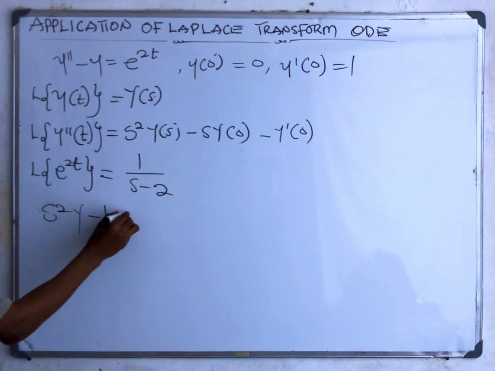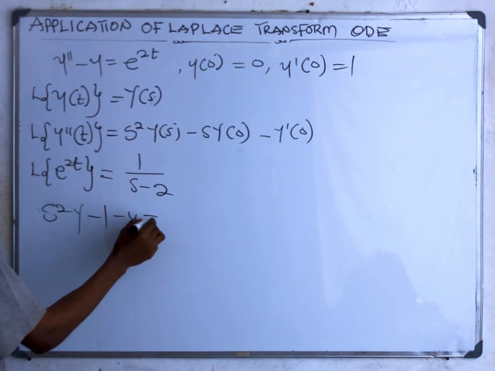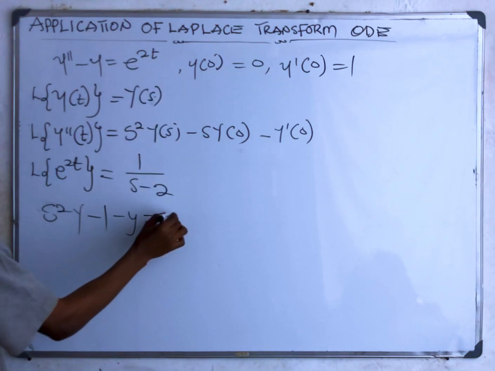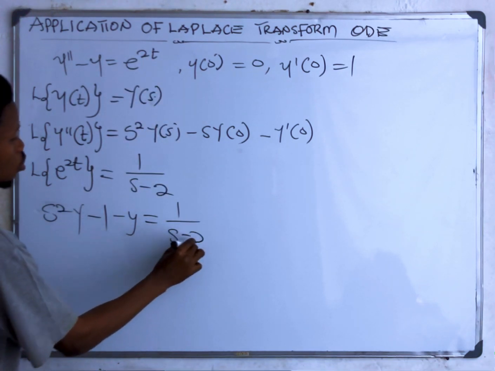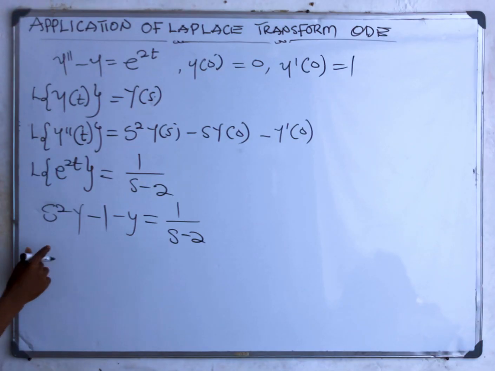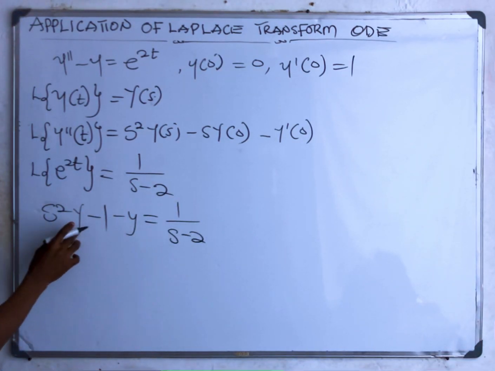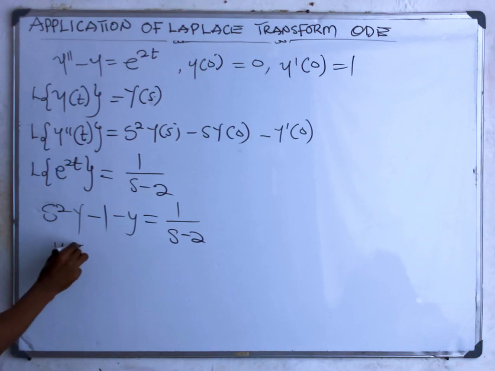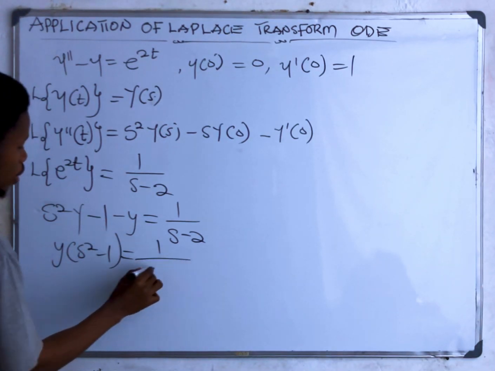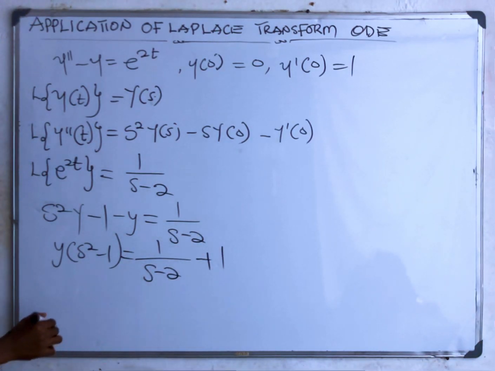Then minus Y, because my y is still Y. Equals e to the power 2t, which is 1 over s minus 2. So this is what we have. Now I can send this one to the other side so that if I factorize Y out, I have Y bracket open s squared minus 1 equals 1 over s minus 2 plus 1. Because this is negative, going there it becomes positive.